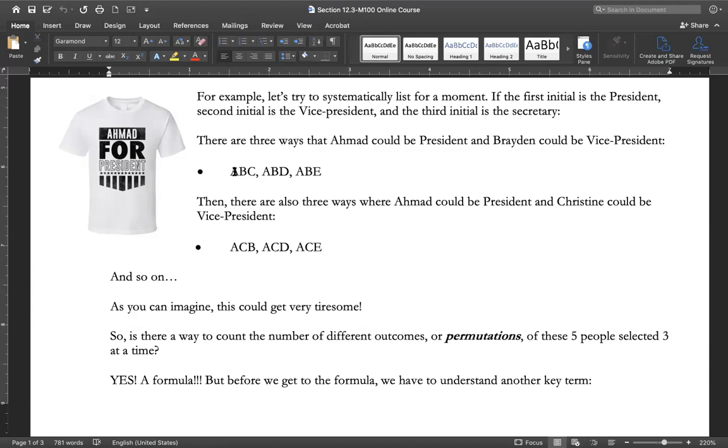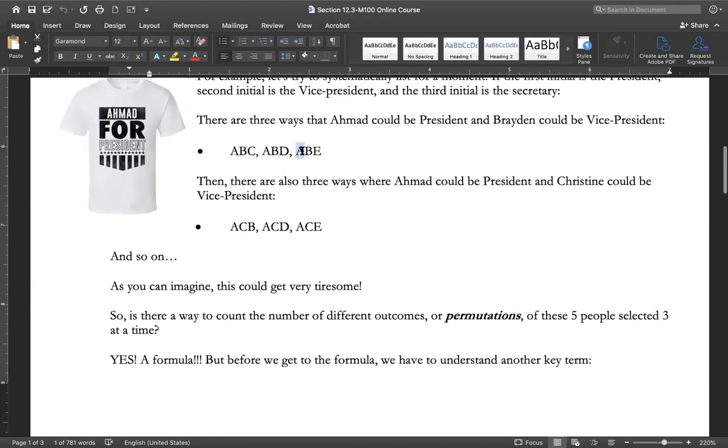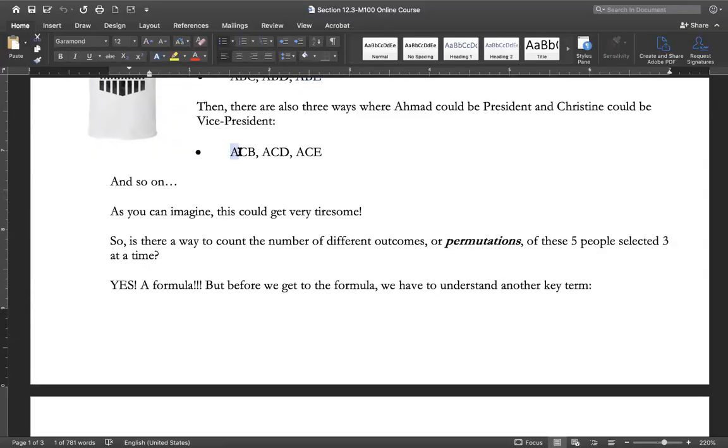Okay, Ahmad president, Braden vice president, and Christine could be the secretary, or Ahmad president, Braden vice president, and David could be the secretary, or Ahmad president, Braden vice president, and Eliza the secretary. So that's 3 ways just that Ahmad could be president and Braden could be vice president. There are also 3 ways where Ahmad could be president, Christine could be vice president, and then Braden could be the secretary, or David could be the secretary, or Eliza could be the secretary, and so on. We could continue that pattern, okay? And as you can imagine, this could get very cumbersome and very tiresome and very boring, okay?